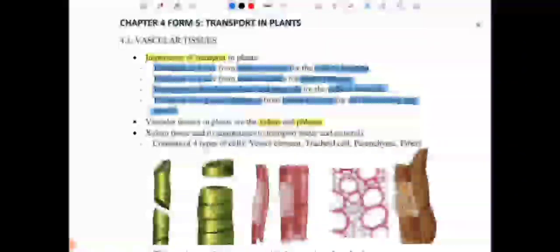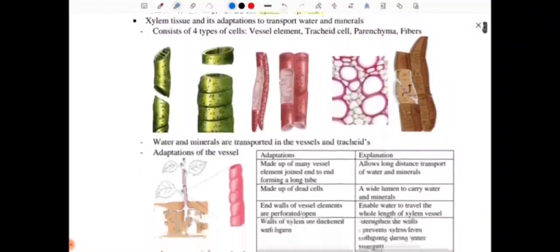What are the transport system tissues? Two types of vascular tissue. One is the xylem and one is the phloem. So we are going to learn how the xylem is, how the phloem is. That is what we're going to learn. Alright, so first we get into the xylem. Xylem tissue and its adaptation to transport water.